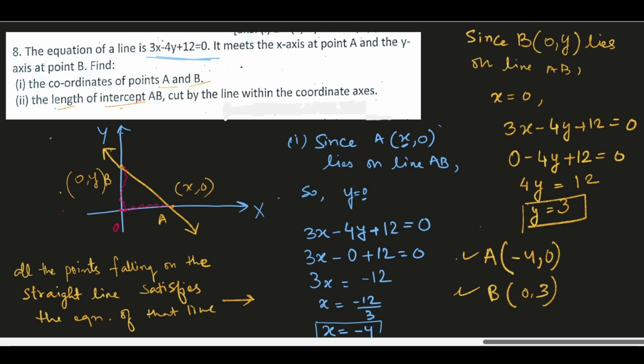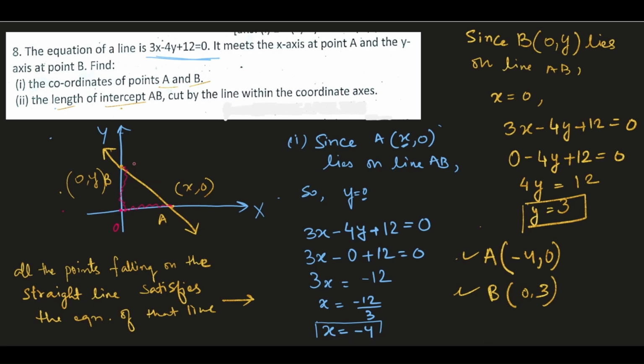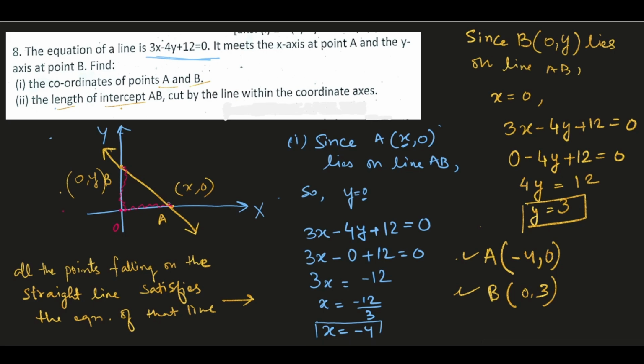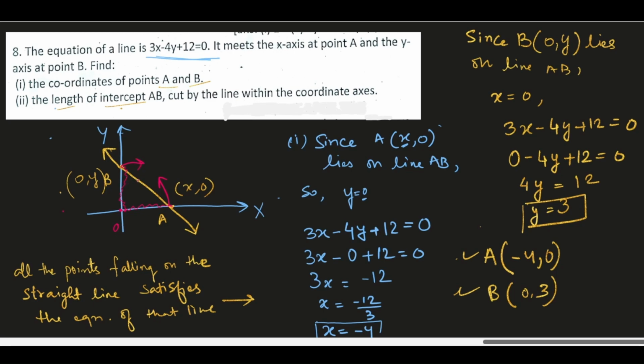Find the length of the intercept, that is AB, cut by the line. This line is already cutting A and B within the coordinate axis. Okay, so within the coordinate axis means till here, till here. So this portion.